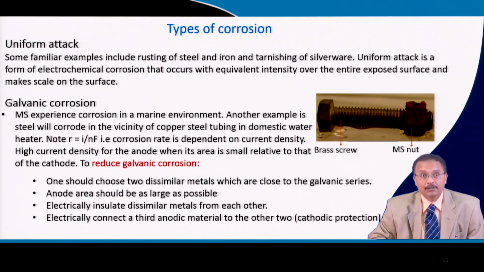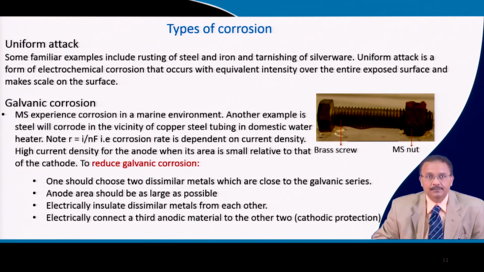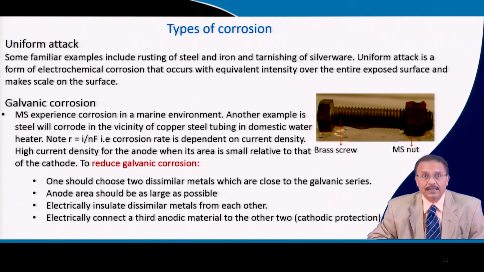So, corrosion could be of uniform attack. The familiar example is rusting of steel and iron and tarnishing of silver wire, particularly if sulfur is there in the ambient. It forms silver sulphide, a black layer on the shining glittering silver surface. So, it is a uniform attack, the electrochemical corrosion that occurs with equivalent intensity over the entire exposed surface. So, it forms a scale.